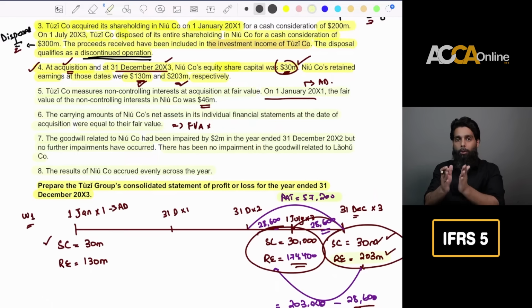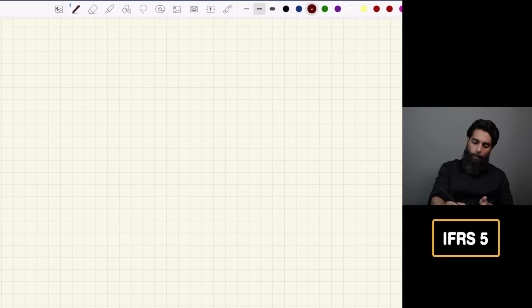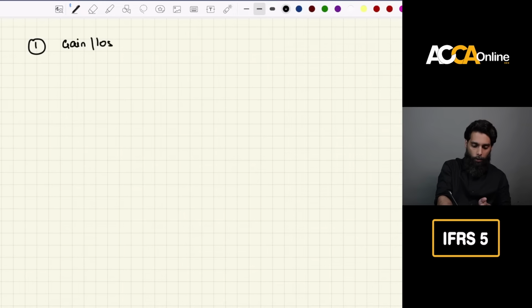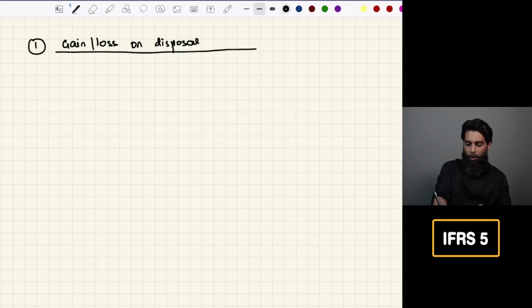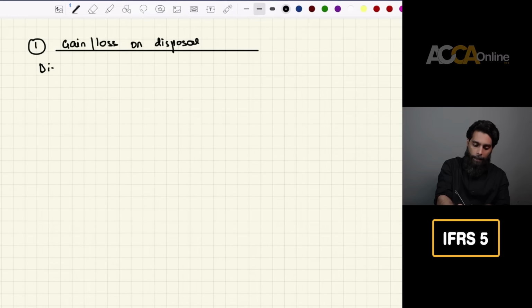Now, I will take you through some steps. Just follow me. The first thing that you need to do is to work out the gain or loss on disposal. Ultimately, you have disposed of a certain entity, and if you have disposed of your shareholding in a certain entity, you need to calculate gain or loss on disposal. And what was the format of calculating gain or loss on disposal? The format was like this. You had to take the disposal proceeds of selling a particular entity.